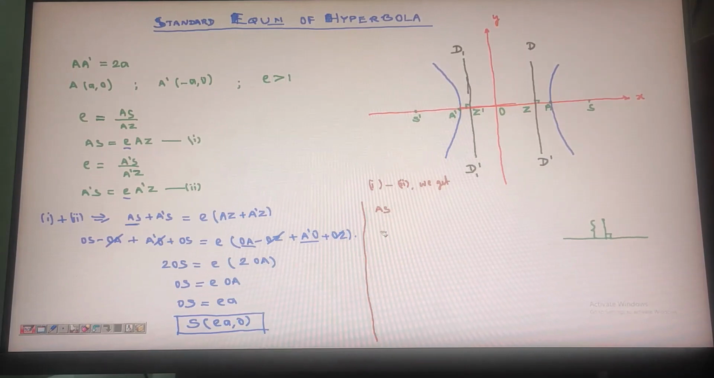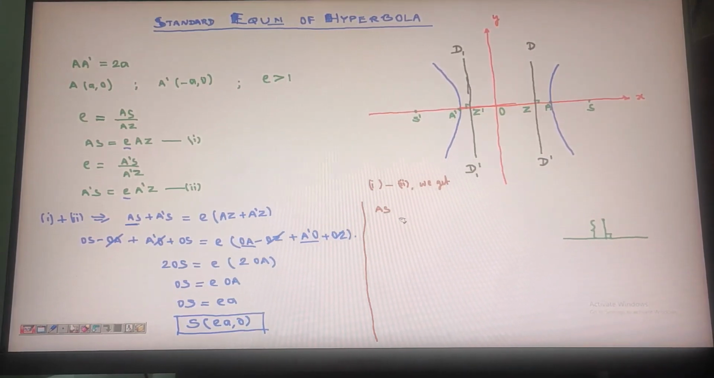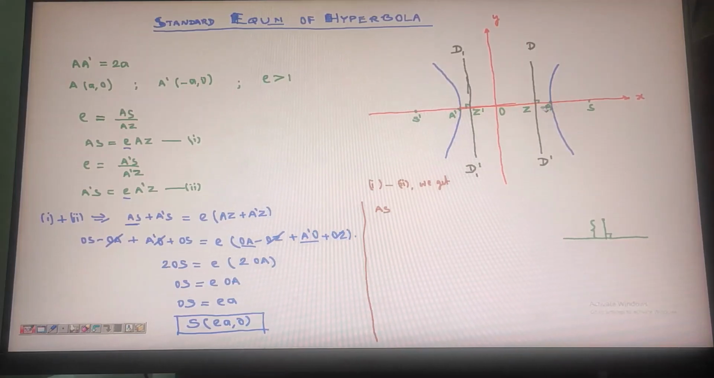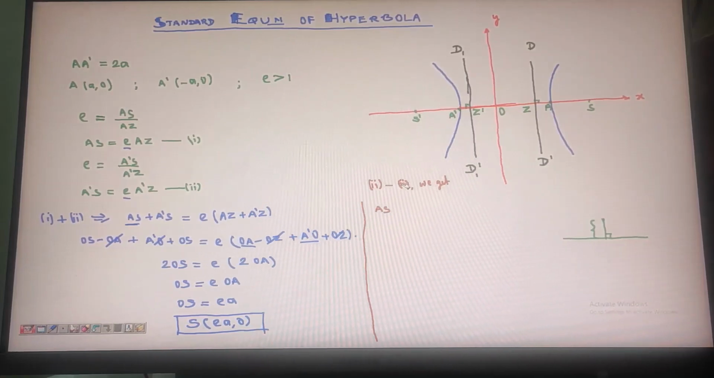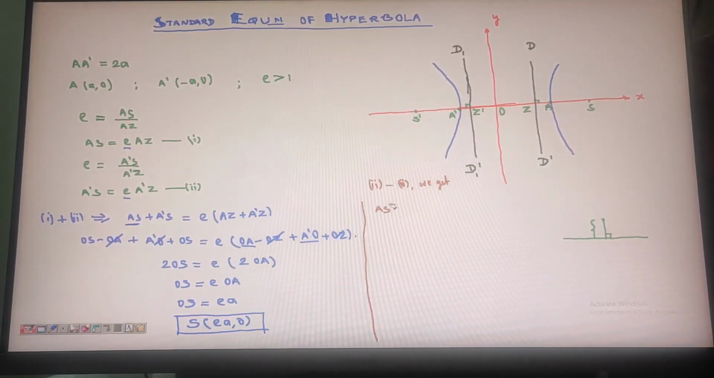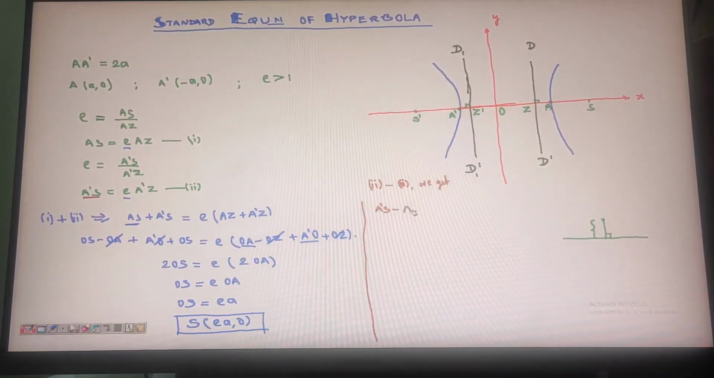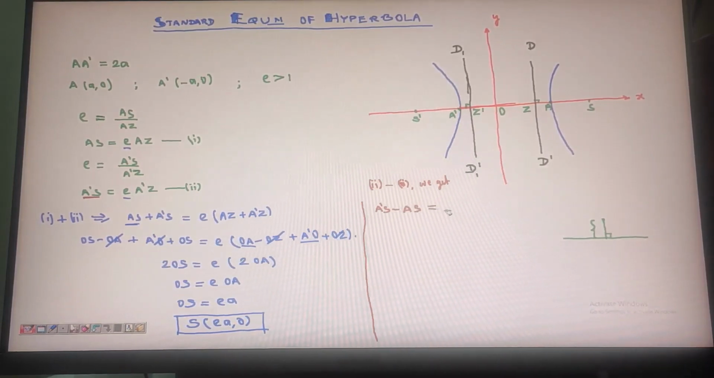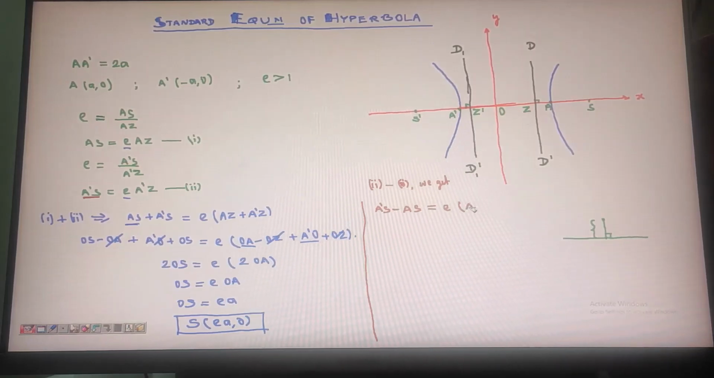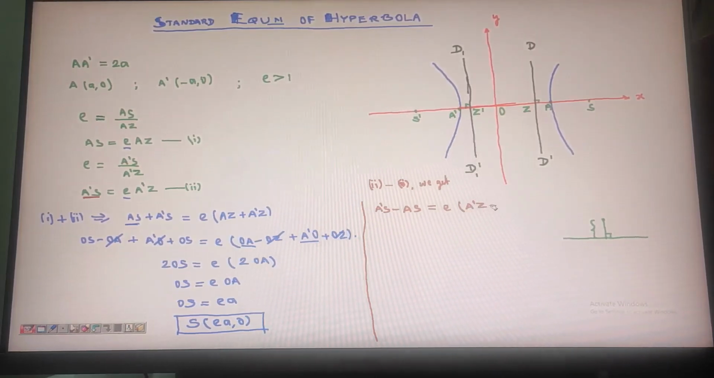So 1 minus 2, okay. So what I'm getting, AS and A'S, sorry, 2 minus 1, correct. I'll subtract 2 minus 1. So A'S, because A'S is longer than AS, minus AS is equal to e times A'Z minus AZ, right?